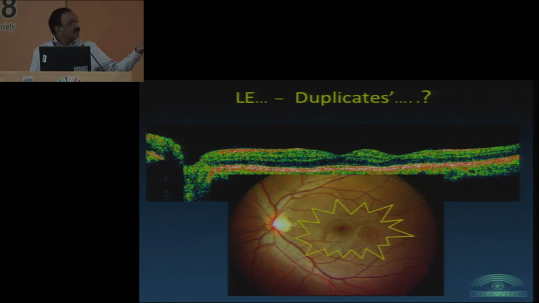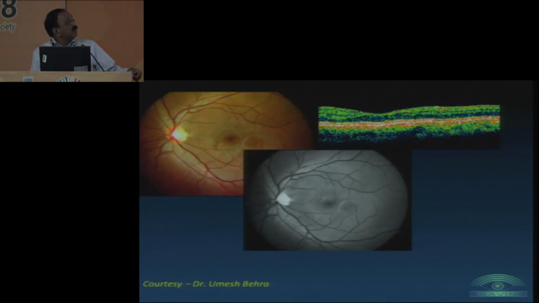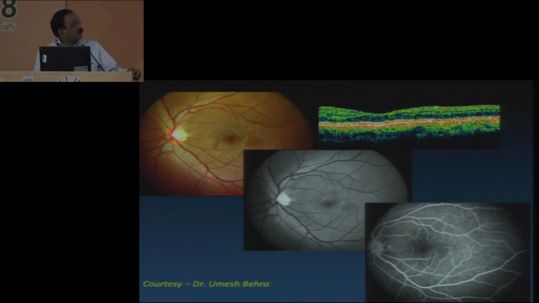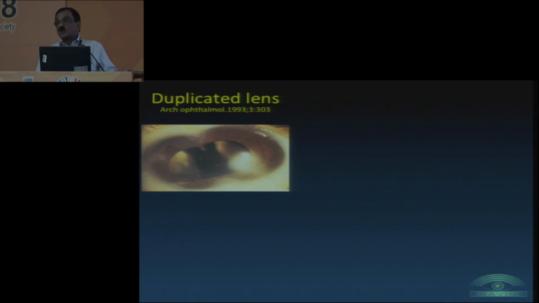This is just to show you again the video red-free picture, which shows this. But when we did a fluorescein, there was nothing like a foveal avascular zone or any of that in this area. So it has a striking anatomical resemblance to the fovea, but it's a vestigial pseudo-duplication. It is not related to Coats disease. It's just another case to show you how duplication of the fovea can occur.